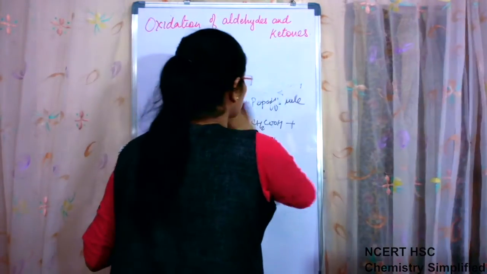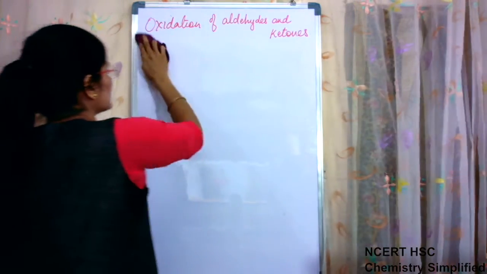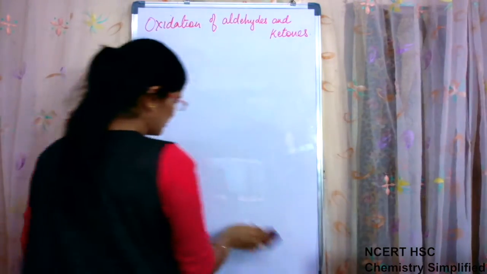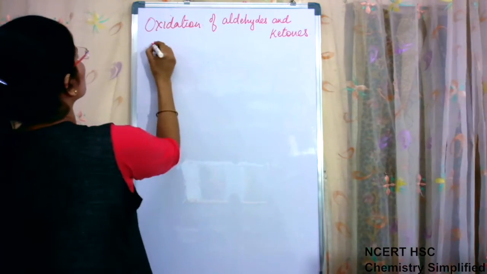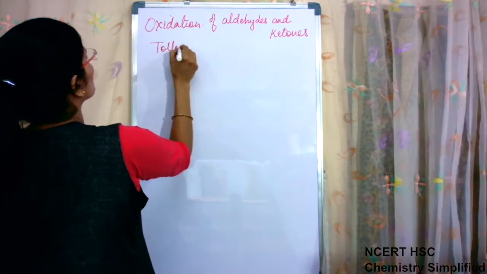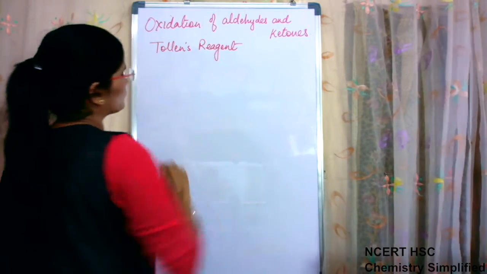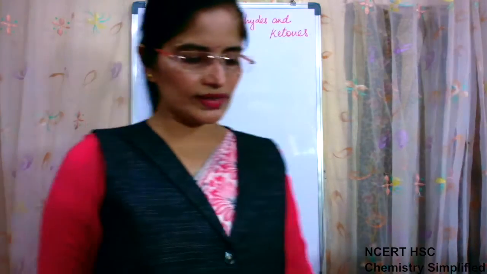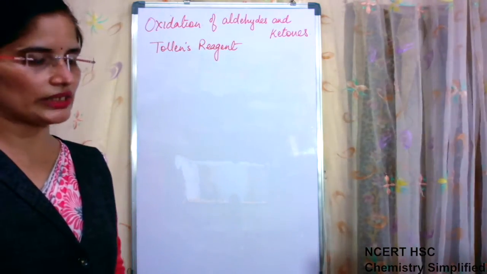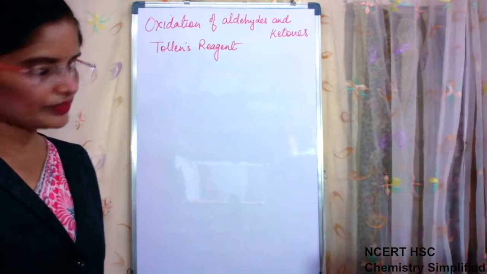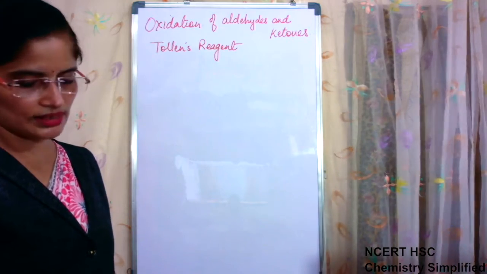Now, as we told, Tollens reagent is used to distinguish between aldehydes and ketones. So we talk about the Tollens reagent test. And why is it a test? I always say a test is something which specifies some color change, some visible change or some smell. So what is there in this test that we can use it as a test?